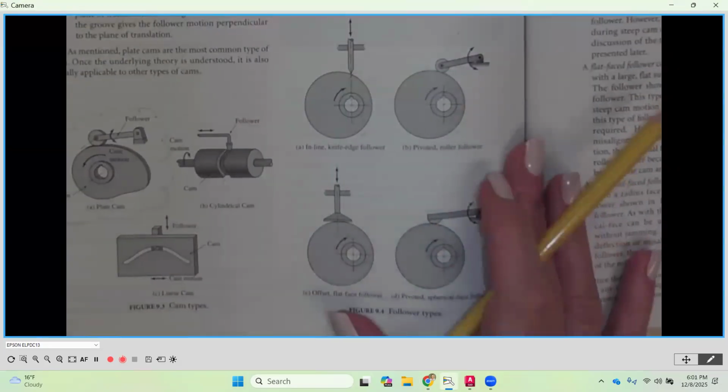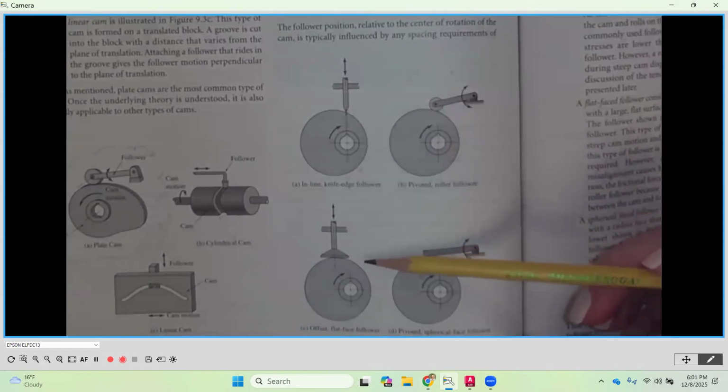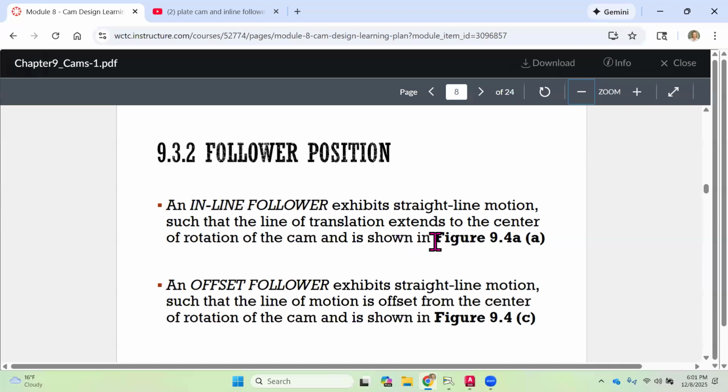So if you choose to do both of the cam profiles, the last two assigned problems, one is going to be an inline and one is going to be an offset, okay? And I'll be showing you through our demonstration time how to construct those.